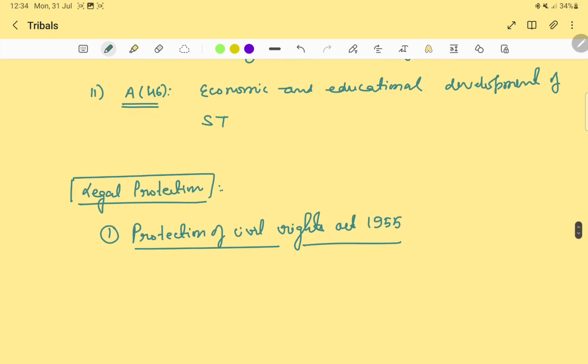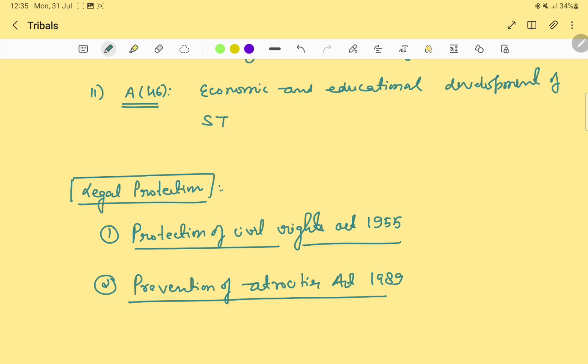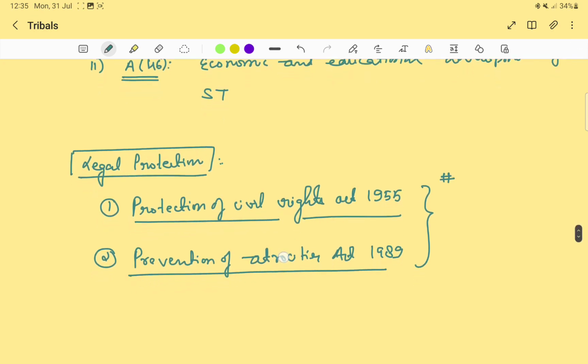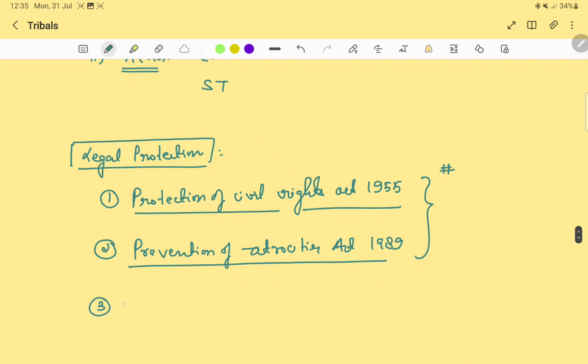And they also have the Prevention of Atrocities Act 1989. These two laws actually deal with promoting dignity and ensuring that they are not socially ill-treated in society. So to promote equality, liberty, and justice in society, these two particular laws have been created. Then there is also the Bonded Labor Abolition Act.